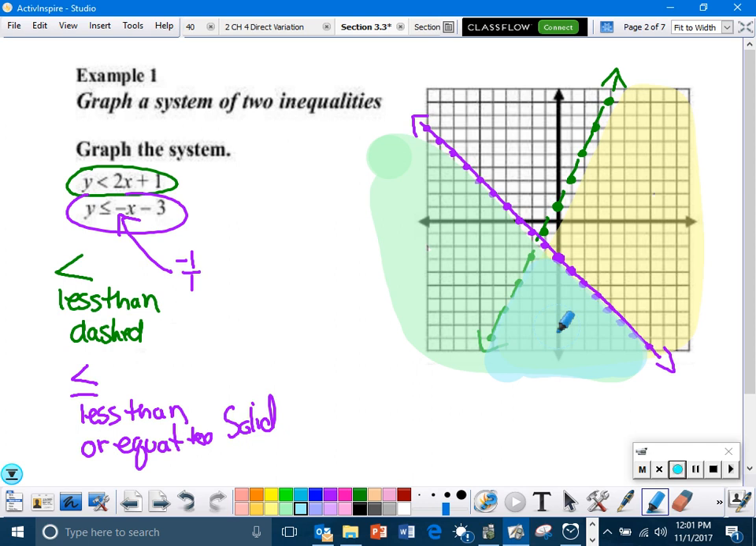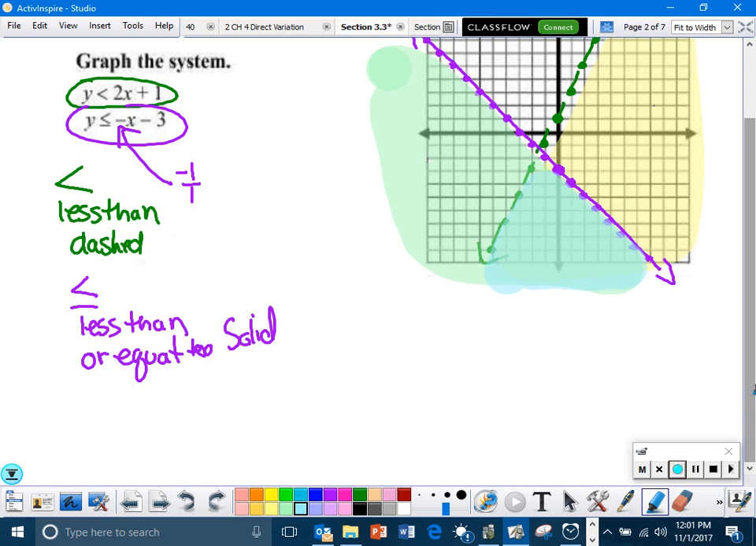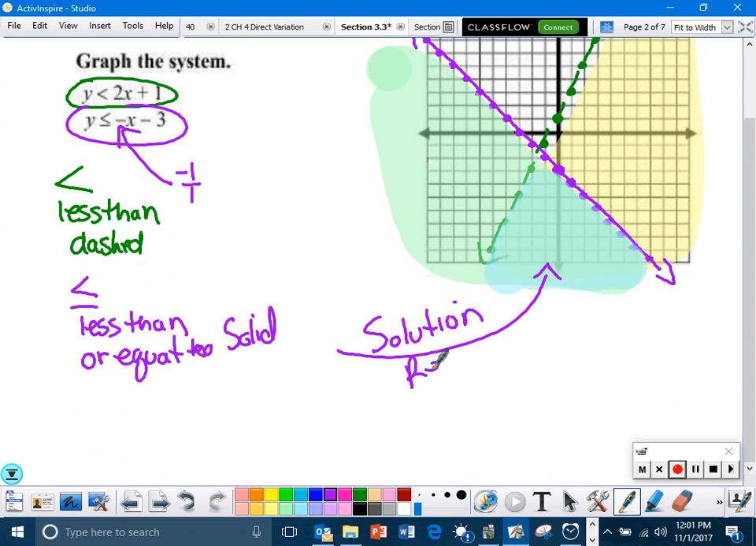And that overlapping part, ladies and gentlemen, just a second. That overlapping part is the solution to the system of linear inequalities. This part right here is the solution region to the system of inequalities.